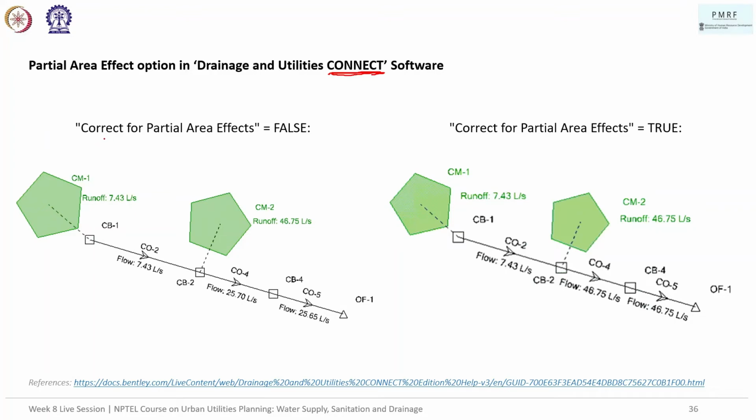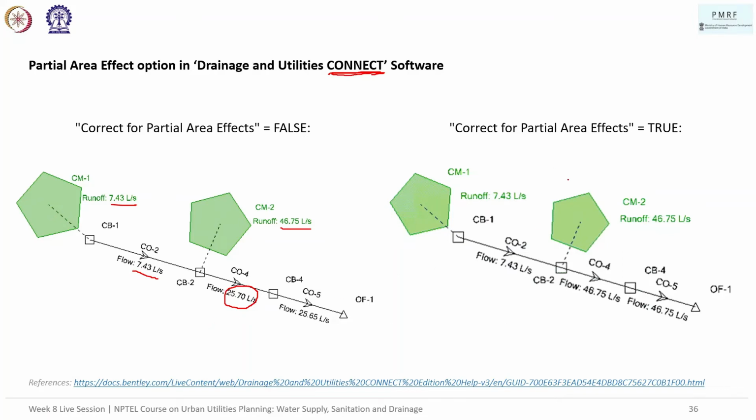So here there is an option within the software where you switch off partial area effects. You can see the flow in this conduit is 7.43 liters per second, and the runoff from this is 7.43 and it's flowing completely. Then you have this huge runoff of 46.75 from catchment area 2, which is flowing into this inlet, after which the flow is actually 25.70. So it's not exactly half but almost half, as it's also accounting for losses and other aspects. I'm not going into the details, but essentially it's becoming half of the flow, right?